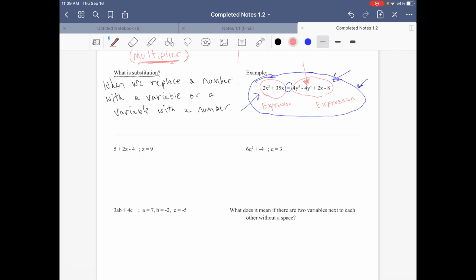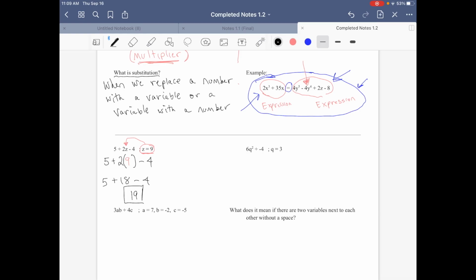So if I've got z equals 9, then I'm going to take this z and plug it in, or take this 9 and plug it in for z. So I would say, okay, 5 plus, this is the coefficient, 2, and it's a multiplier, so I'm going to multiply it times 9 minus 4. And from here on out, it's just order of operations. So 2 times 9 is 18, plus 5 minus 4. So 5 plus 18 is 23, minus 4 is going to be 19.